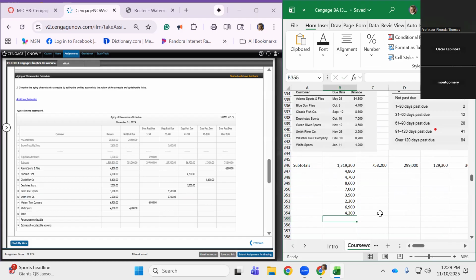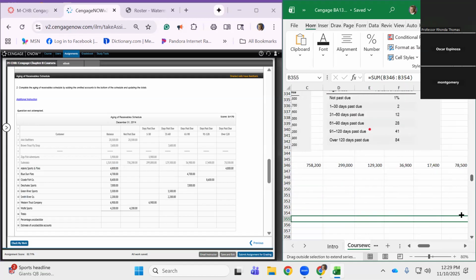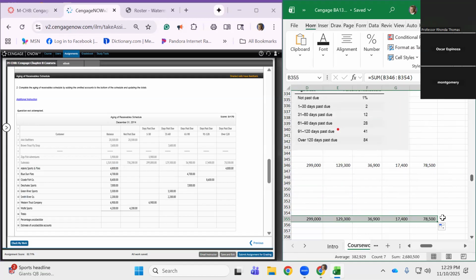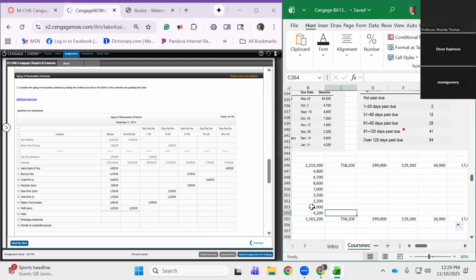Okay, and now I'm going to get a total, and I want that added to that subtotal. So there's the new total of accounts receivable. Okay, so now I'm going to fill in the formula to add up everything above right there. Okay, now I'm going to put those amounts in.